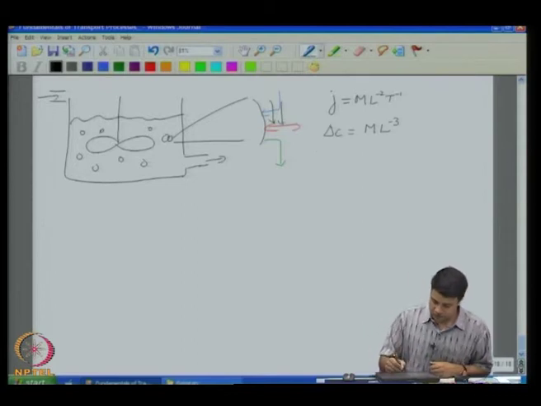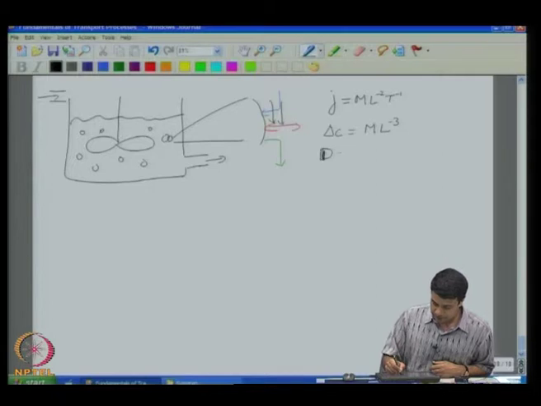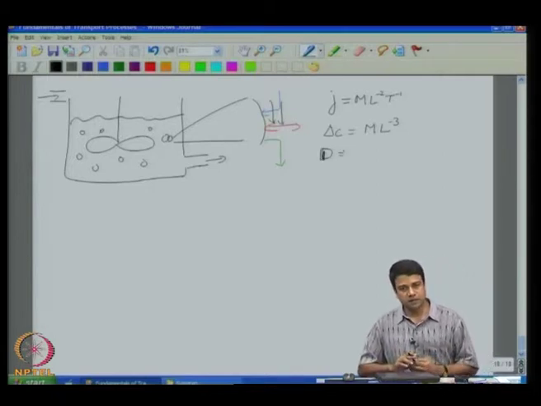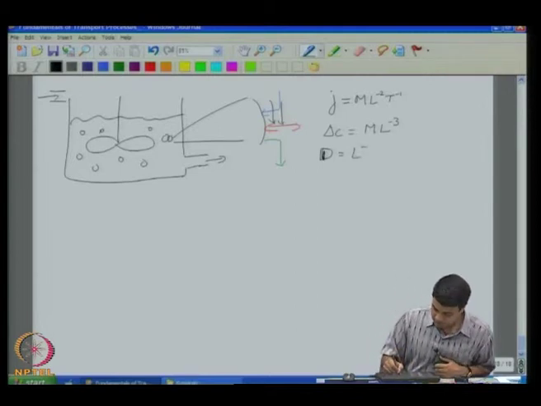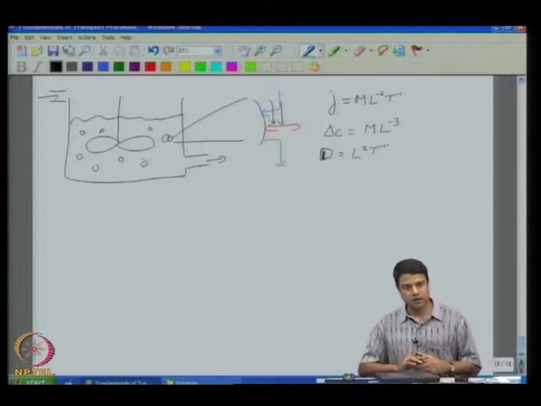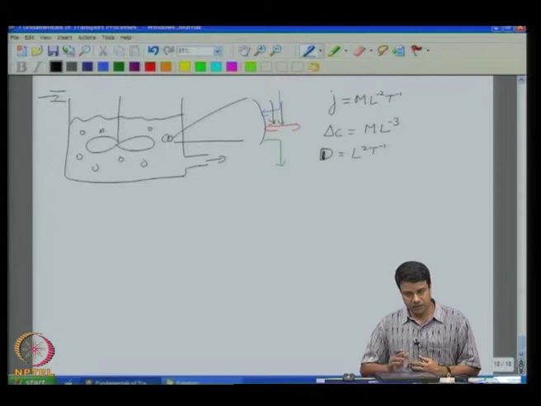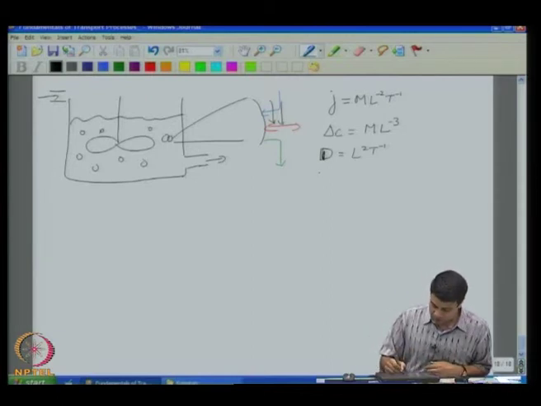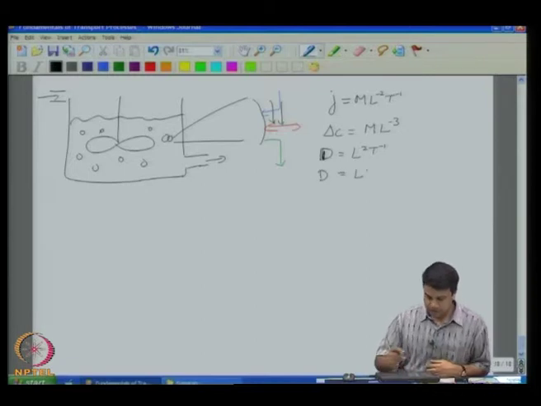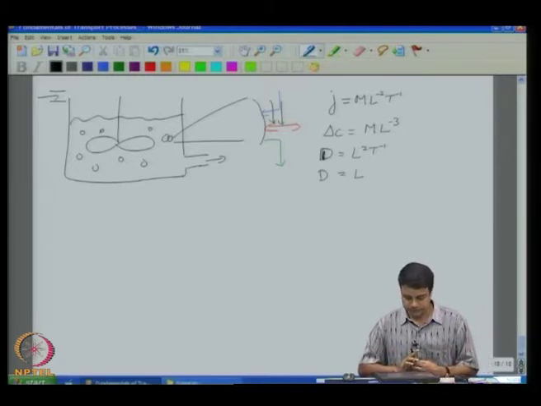The diffusion coefficient, last class we had actually derived the diffusion coefficient from the flux and the concentration difference, and the diffusion coefficient has dimensions of L square T inverse. If you recall, we said that the rate of transport of mass per unit area per unit time is equal to a coefficient times the concentration, mass per unit volume. From that we got the diffusion coefficient, and it is of course going to depend upon the diameter of the catalyst particle, which has dimensions of L.